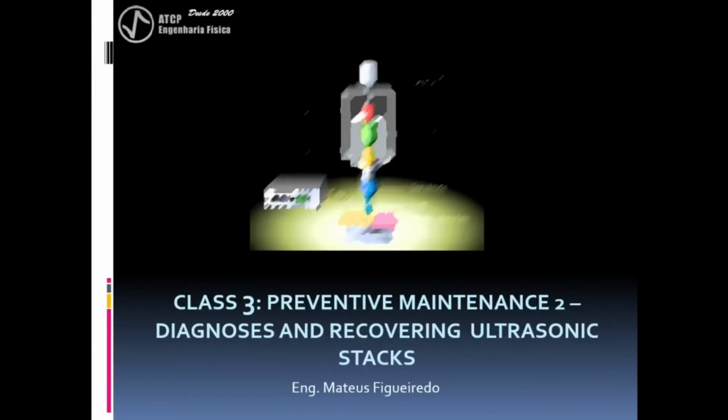In this class, we will discuss preventive maintenance 2. Now the aim is to identify and treat the defective elements that are still not working properly even after the preventive maintenance 1. Shall we start?